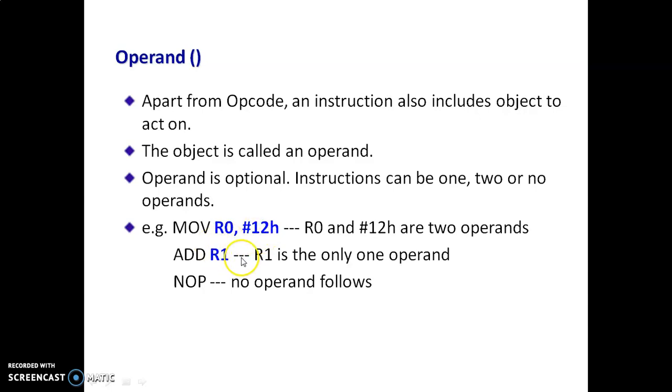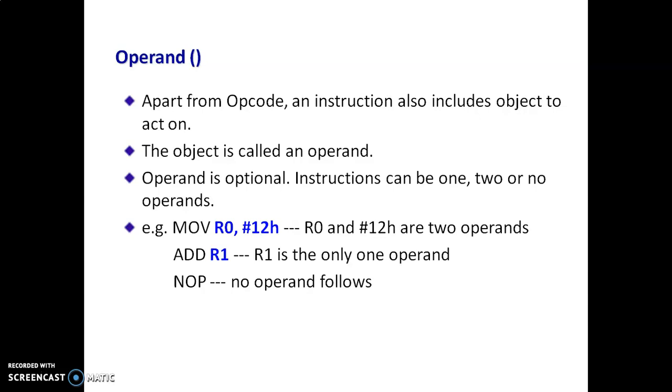Sometimes we don't have two operands. We can have only one operand. Say ADD R1. Here we are taking only R1 as one operand. Sometimes we write NOP. NOP is only an opcode or a mnemonic; we don't have operands at all. So based on the instruction, sometimes operands are required as one, two, none, or three. Depending on the instruction, we write it.